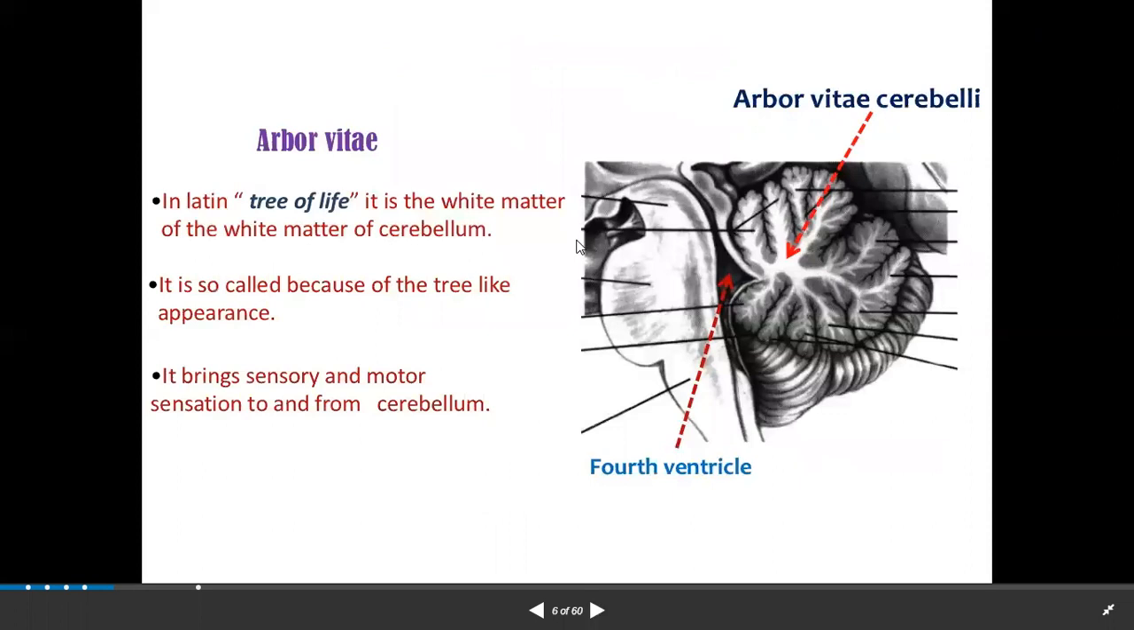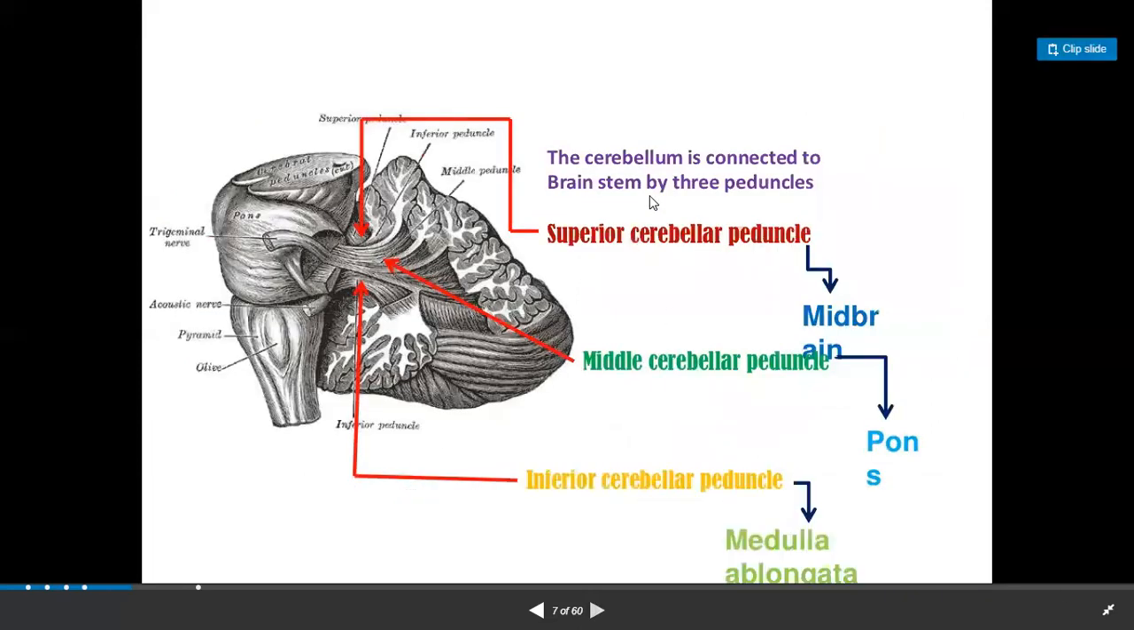Now, as I already told you, the cerebellum is folding on itself to form so many fissures. So it forms a vital tree of life, which is called arbor vitae, the tree of life. It is the white matter of the cerebellum. It is so called because it looks like a tree. It brings sensory and motor sensation to and from the cerebellum. We have also discussed the superior cerebellar peduncle, middle cerebellar peduncle, and inferior cerebellar peduncle, connecting the midbrain, pons and medulla oblongata respectively.